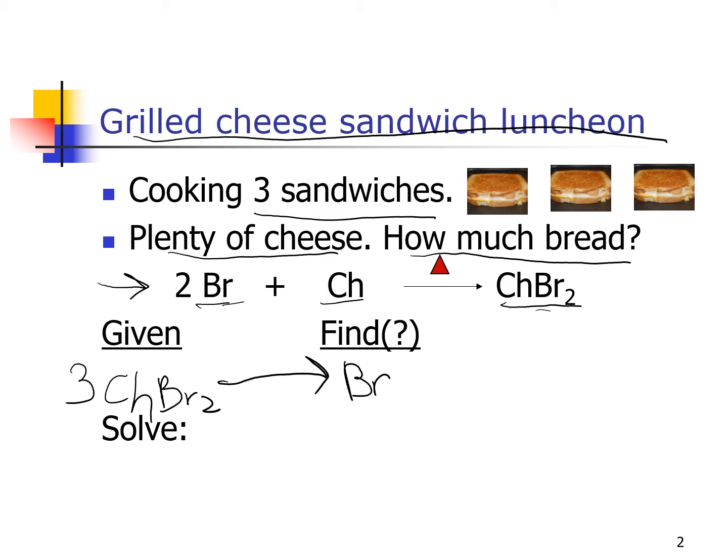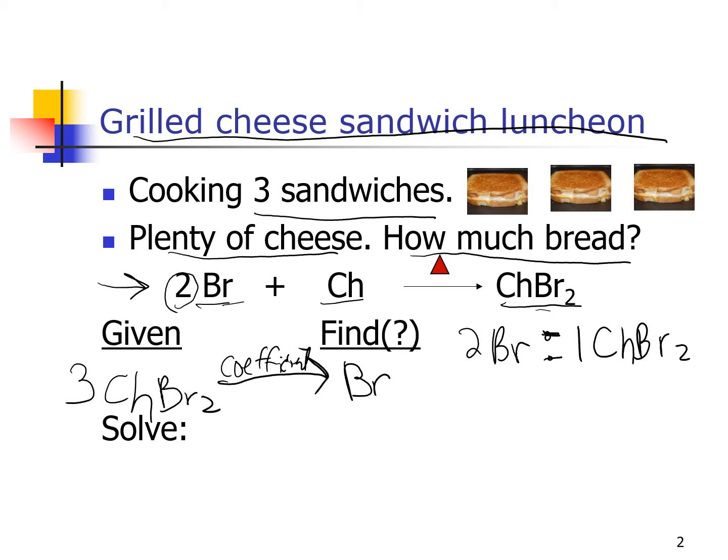And what I'm going to use are the coefficients between my different quantities of bread to CHBr2. So my equation tells me that 2 pieces of bread will produce 1 sandwich. So that's basically an equality. 2 breads equals 1 sandwich.